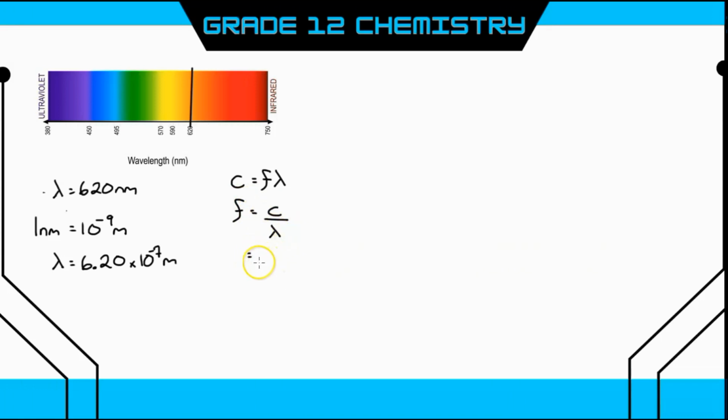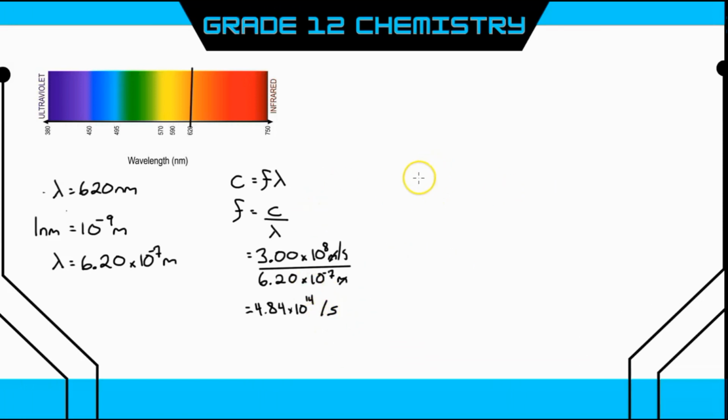And c, being the speed of light, is a constant, so that is 3.00 times 10 to the 8 meters per second, divided by what we have for lambda here, 6.20 times 10 to the minus 7 meters. And you can see that's going to give us units of per second, which is our units for frequency. And we get 4.84 times 10 to the power of 14 per second, which is also known as hertz.